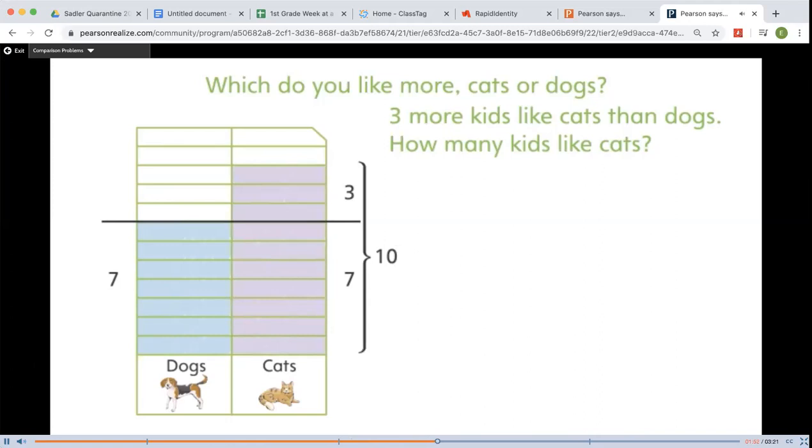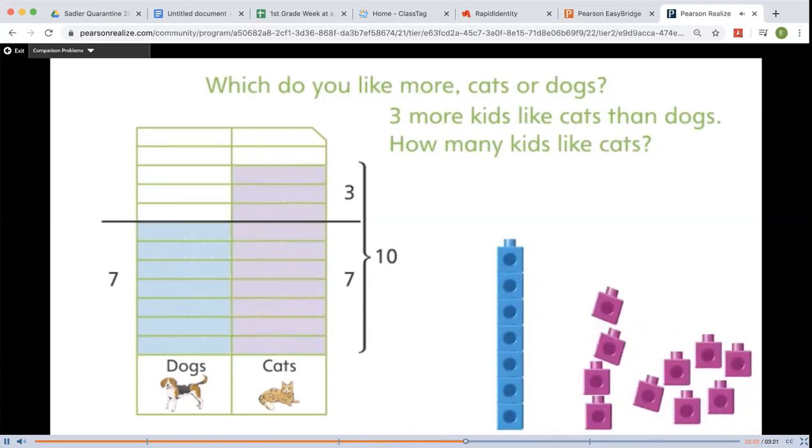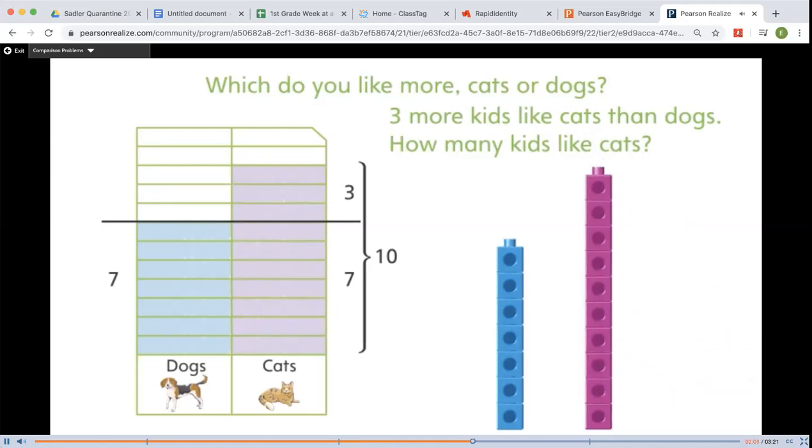I can also use cubes to show this information. Here is a tower of 7 cubes for the people who like dogs. And here is a tower of 10 cubes for the people who like cats. I can see from the cube towers that 3 more people like cats. I can also say that 3 fewer people like dogs.